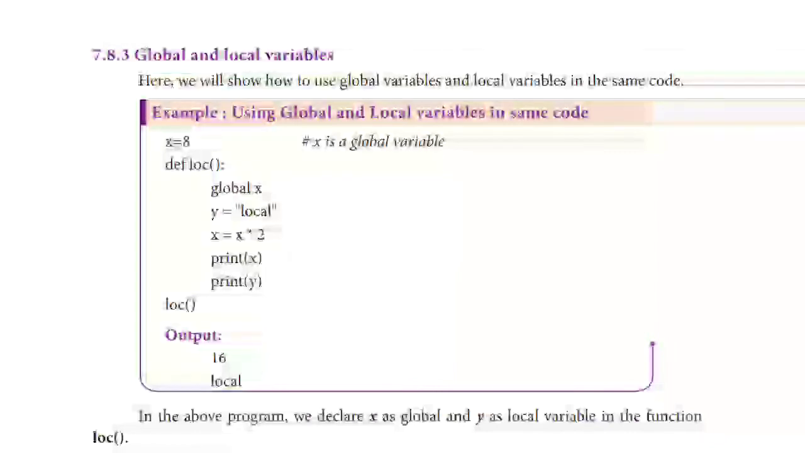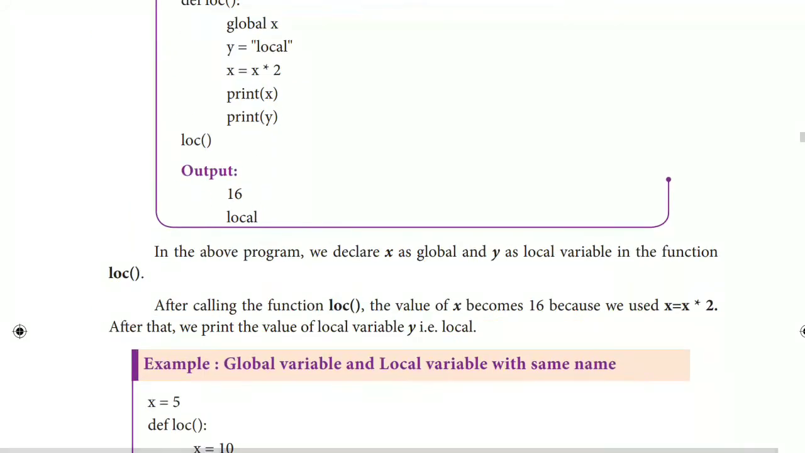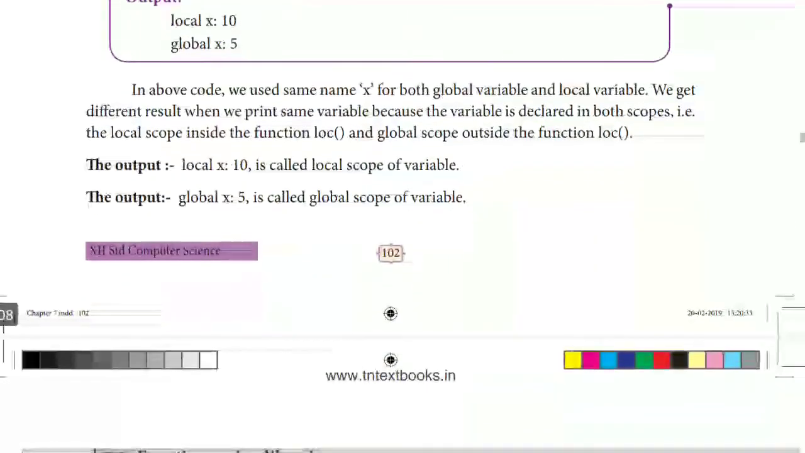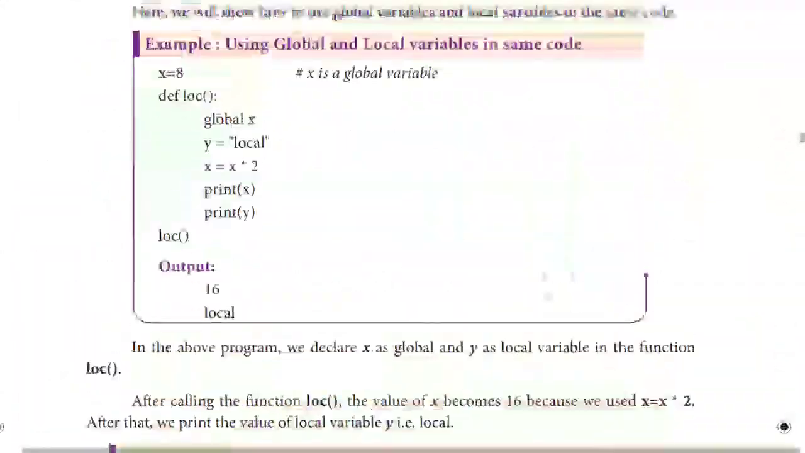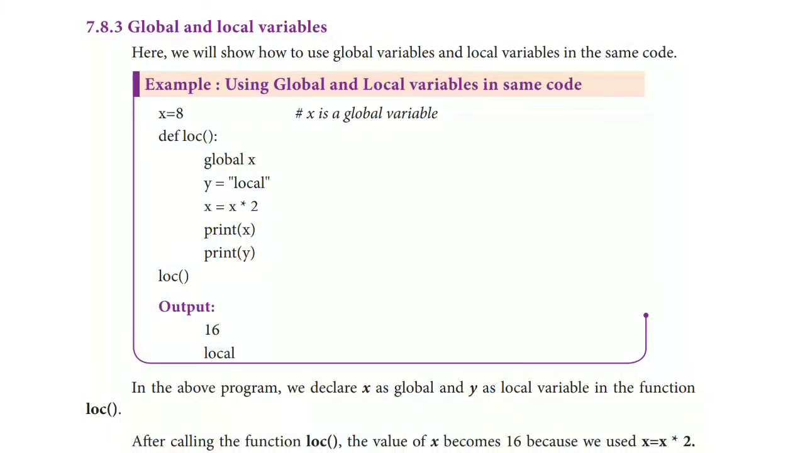So the combination of both local and global variables. They have given some example programs. So x is equal to 8. In the function local, global x is accessed here. y is equal to local, and x is equal to x into 2, which is allowed here since we have used the global keyword with x. Okay, so x is equal to x into 2, x is equal to 8 into 2.